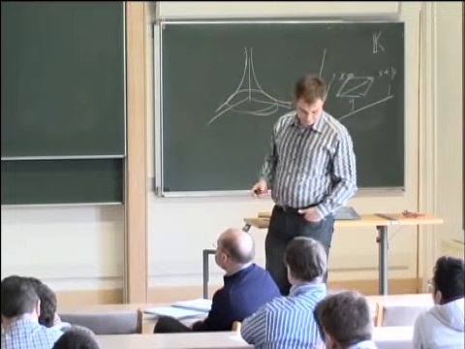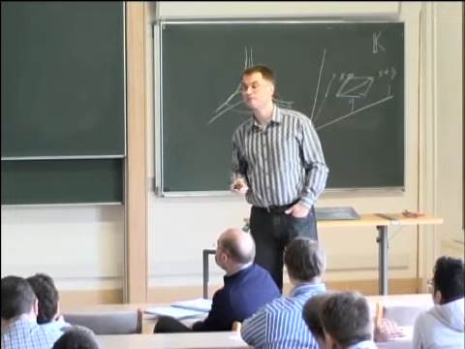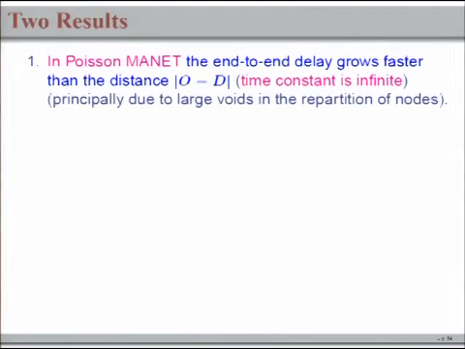Here are two results. I have only two results. One is negative, one is positive. I'll tell you the last but one. This is the last but one transparency. So, if you assume your pattern of nodes is a Poisson network, there is a negative result.